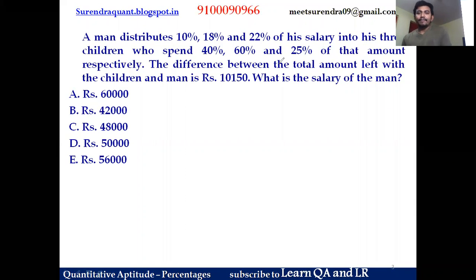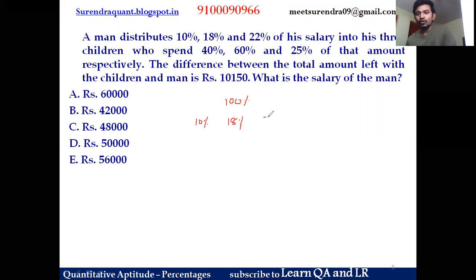Friends, what is the data? A man has, let's say, total 100% money. He gave 10% to the first child, 18% to the second child, and 22% to the third child, and 22 plus 18, 40, plus 10, 50% of his salary is given to children. So the balance 50% is with him. And the final statement talks about the amount of the money left with them. And this data talks about the money that they spend. So don't try to find out what their spendings are. Try to find out the money that is left with them.